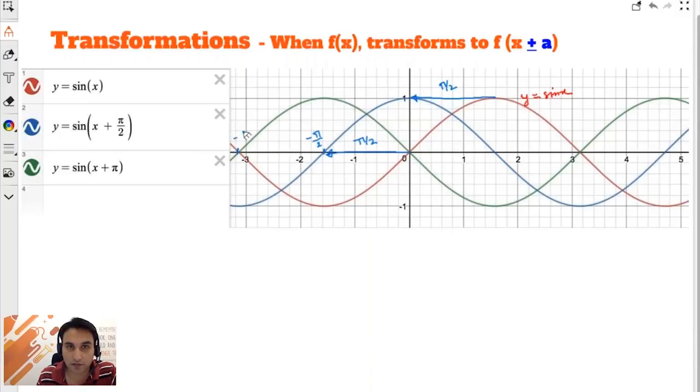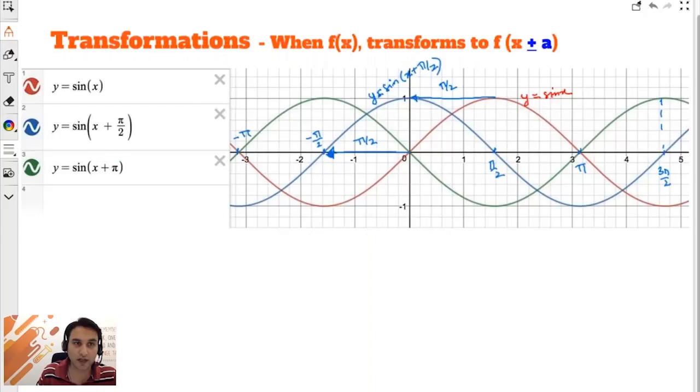This point is minus pi. This point is pi by 2. This point is pi. Alright, and this point is 3 pi by 2. Okay, so see, all points shifted behind by pi by 2, in which graph? The graph is sine x plus pi by 2.